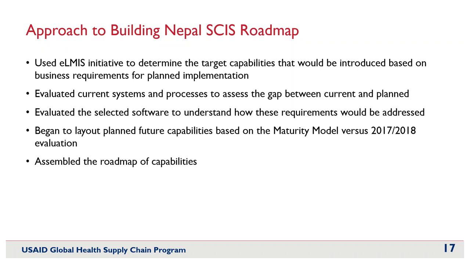That also gave us the ability to look at features the system had that they weren't planning to deploy right away, but that they could grow into over time. It also let us see capabilities in the model that the new system did not have, where we would urge our software provider to make investments in their product in the future. We laid out those planned future capabilities based on a maturity model that we built in 2017-18, and then assembled a roadmap of capabilities they would be targeting into the future.